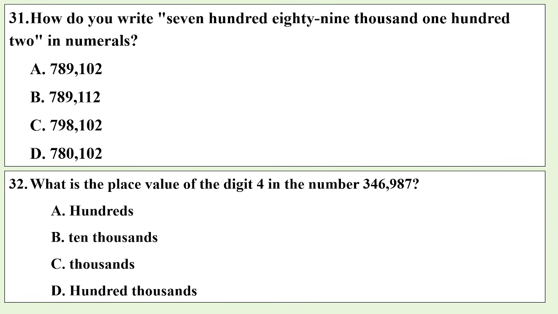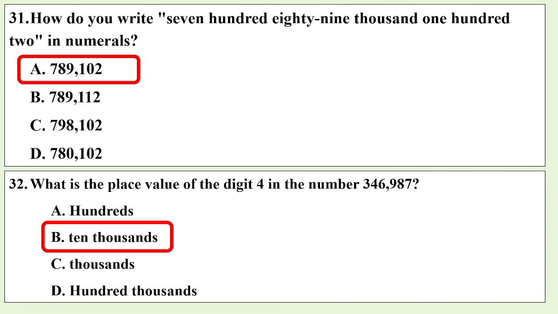31. How do you write 789,102 in numerals? Letter A. 32. What is the place value of the digit 4 in the number 346,987? Letter B, 10,000s.